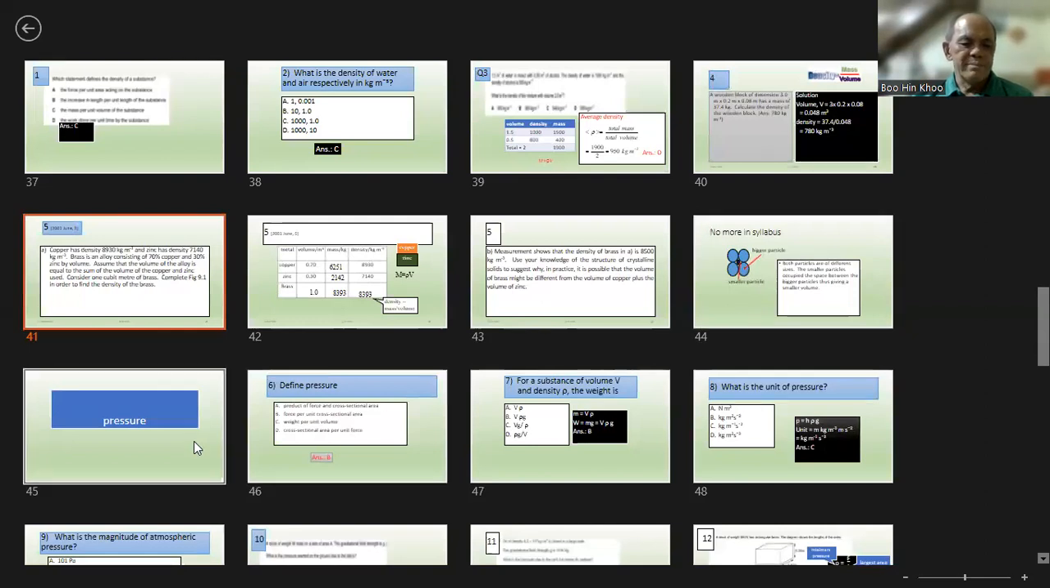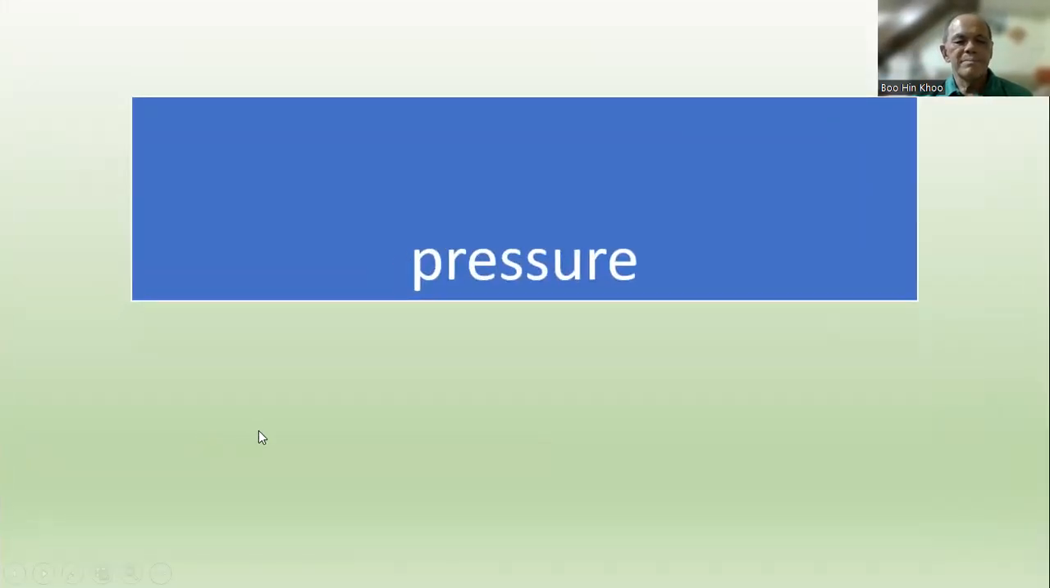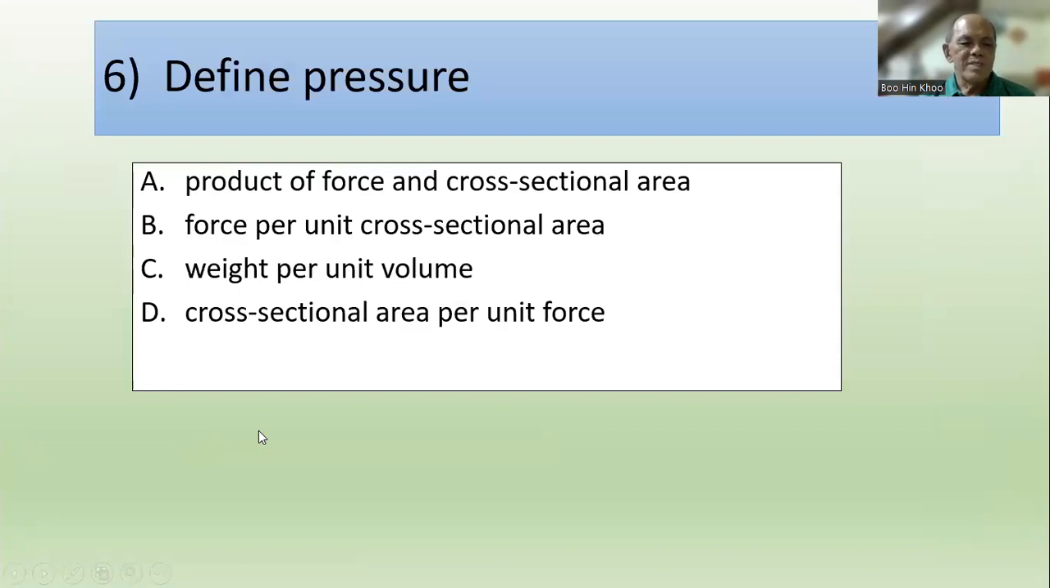Let's go to pressure. What's the definition for pressure? What's your answer? B, force per unit cross-sectional area. Normally it should be normal force.